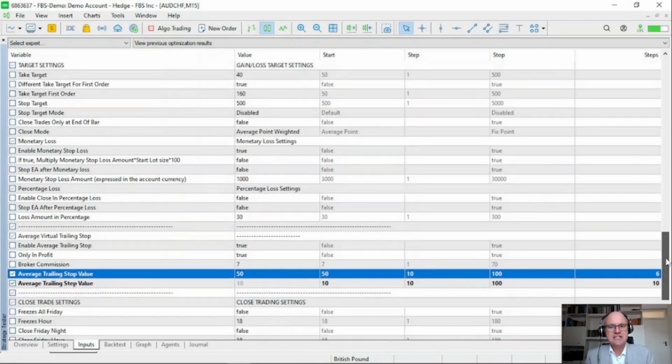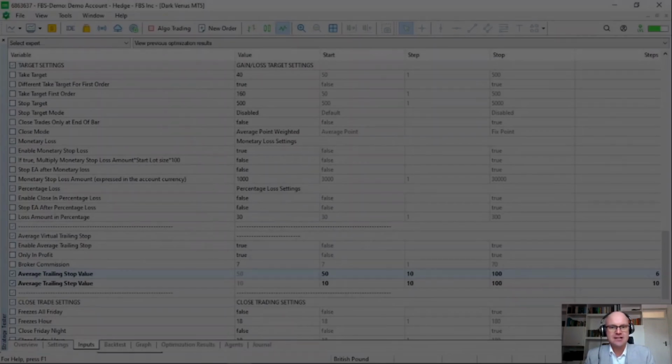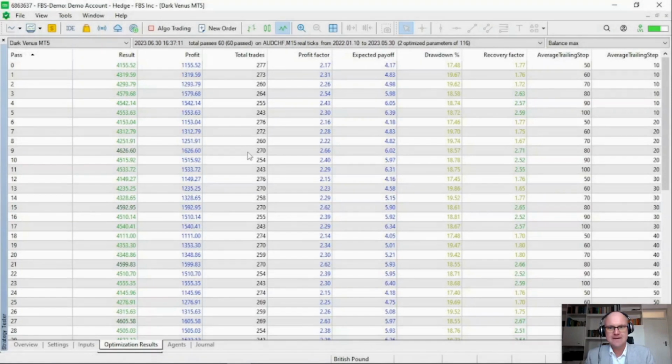Remember, the first take target is set at 160, and then for the grid the take target is set at 40. After a few hours, we have our optimization results, and you'll see it starts with the first one and then starts optimizing according to the different settings. Think of this as an X and a Y that is constantly changed in an equation.